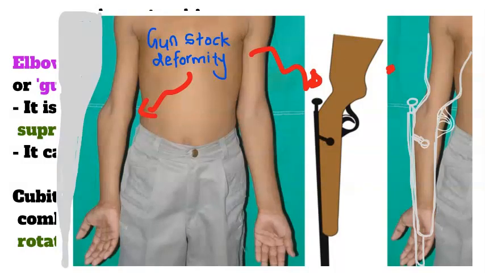This figure shows a patient presenting with cubitus varus, with a gunstock deformity present. As illustrated, you can see it mimics the gun.